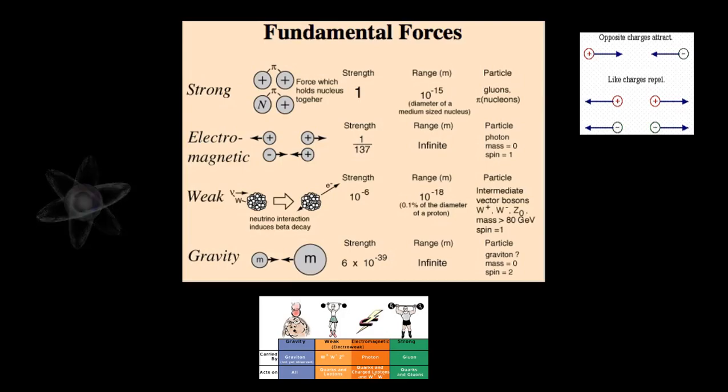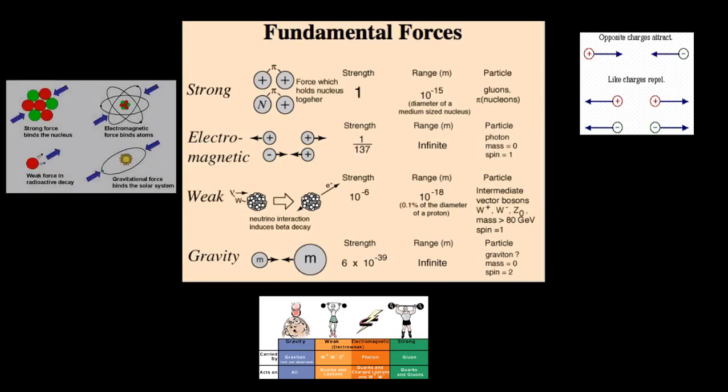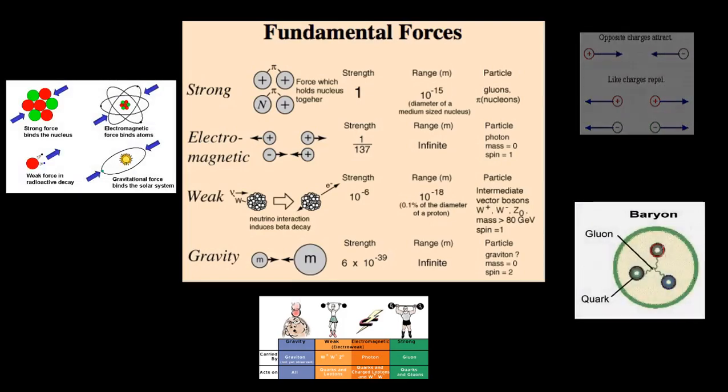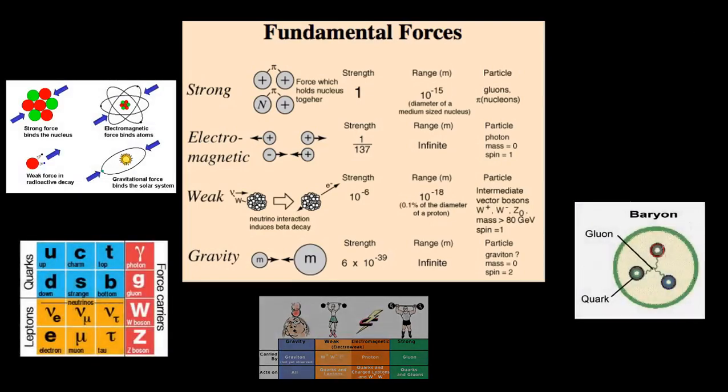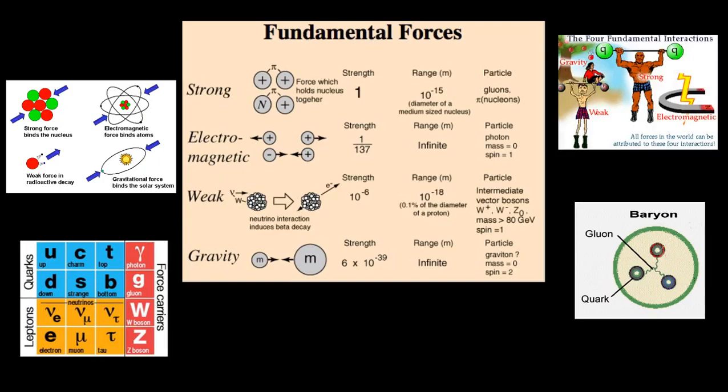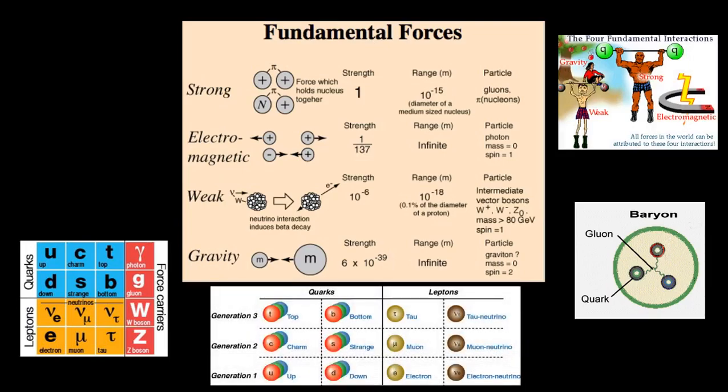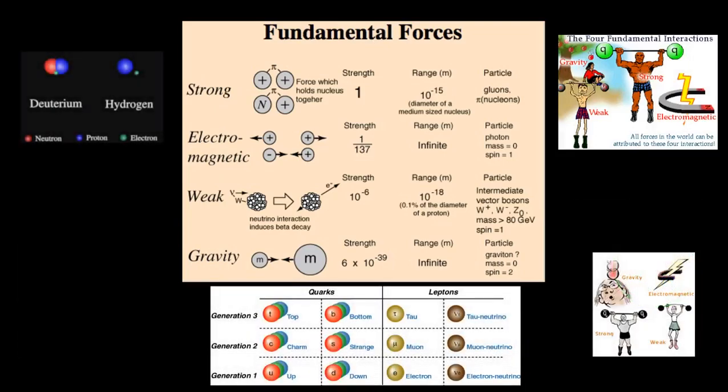The second is the strong nuclear force. This is the force that binds quarks together to make baryons such as protons and neutrons. The third is the weak nuclear force. This one changes flavors of one quark into another. It is what makes the deuterium fusion of the Sun possible.